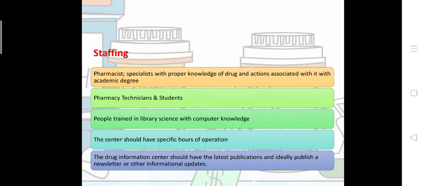Then the drug information center has the latest publications and publishes letters or other information updates which need to be published, and that is considered an information bulletin regarding all the drug aspects. तो उनके भी periodically publishing होते हैं, वर्जन्स होते हैं. तो ये सारे स्टाफ्स होते हैं जो मिल करके इस तरीके से वर्क करके ड्रग इंफॉर्मेशन सेंटर को चलाते हैं. This is how they work. Okay, so that is all about the staffing.